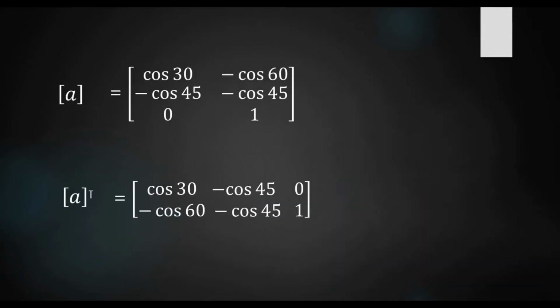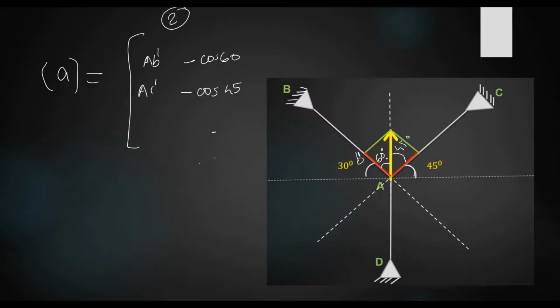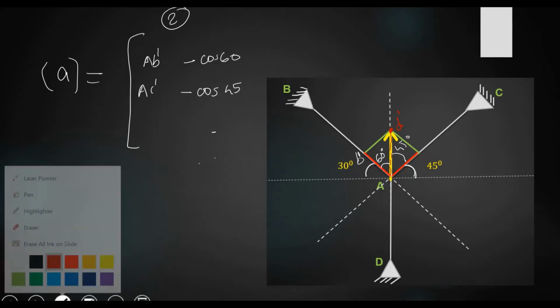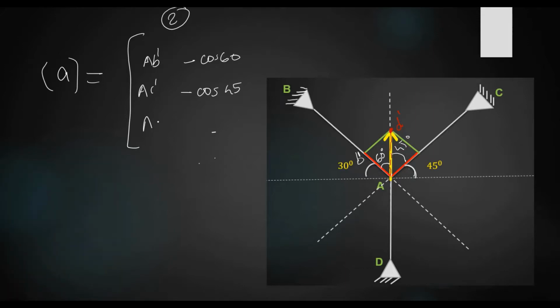Okay. Now we have AD. Since the unit displacement is given along AD, this point itself will be AD dash. So distance AD dash will be unity or 1. So AD dash value is 1.